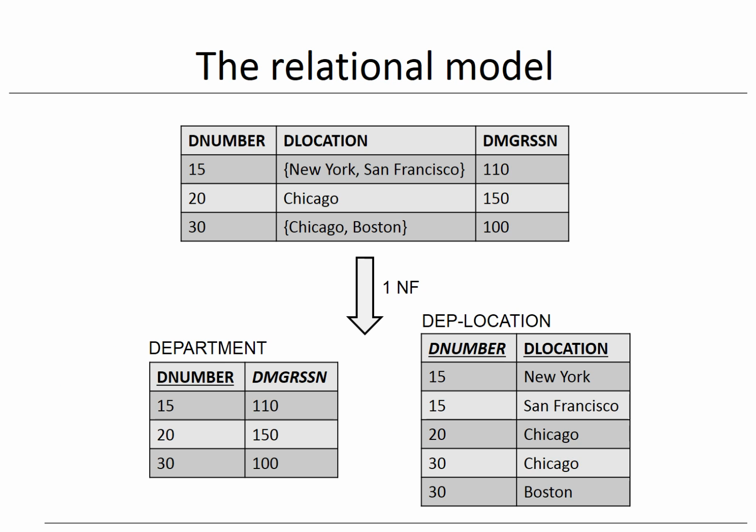Here you can see some example tuples. In the table above, you can see that department number 15 has two locations, New York and San Francisco. Department number 30 also has two locations, Chicago and Boston. The two tables below bring it in the first normal form.